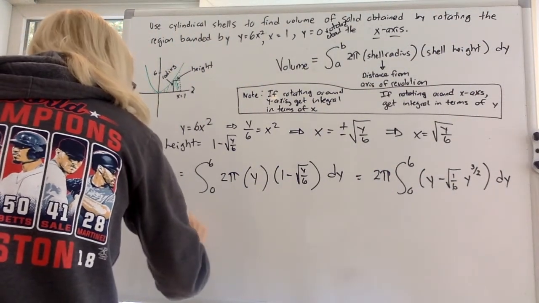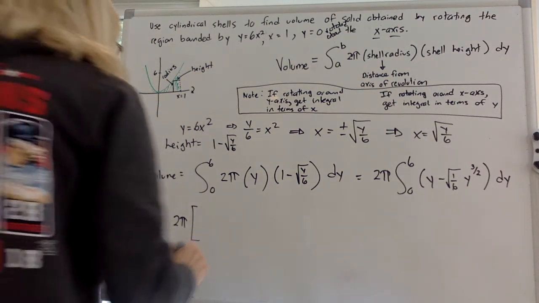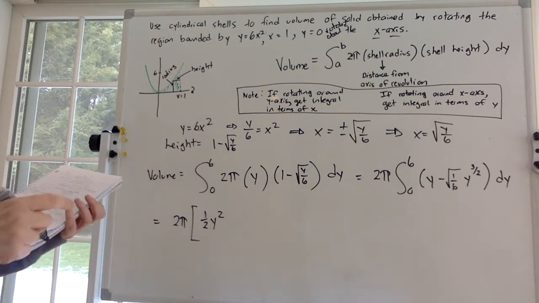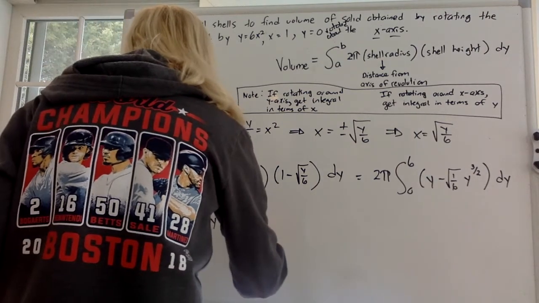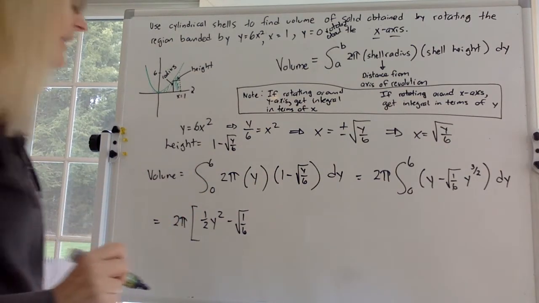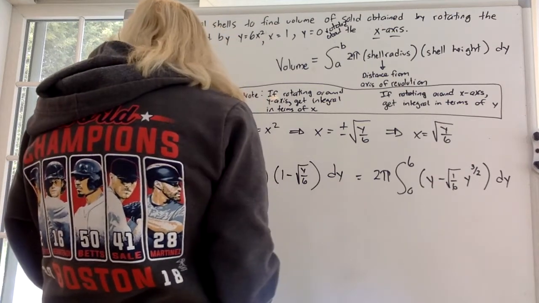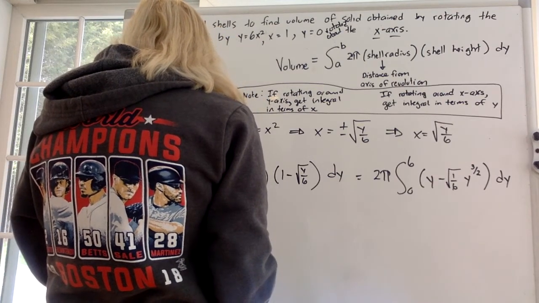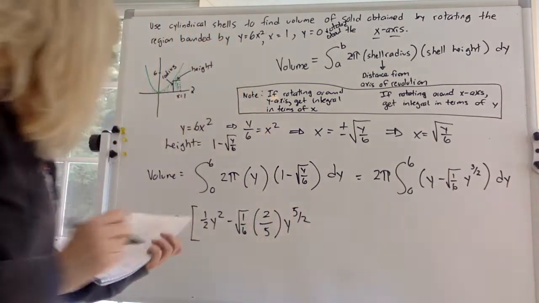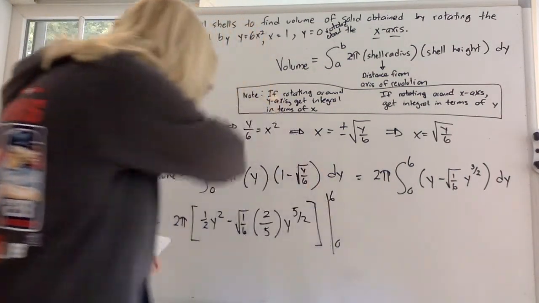So I got a 2 pi. Let's take the antiderivative. The antiderivative of y is pretty easy, isn't it just 1 half y squared? Minus, I got this constant square root of 1 over 6. What's the antiderivative of y to the 3 halves? You add 1 to 3 halves, that'd be 5 halves. So it's 2 fifths y to the 5 halves. And that all goes between 0 and 6.